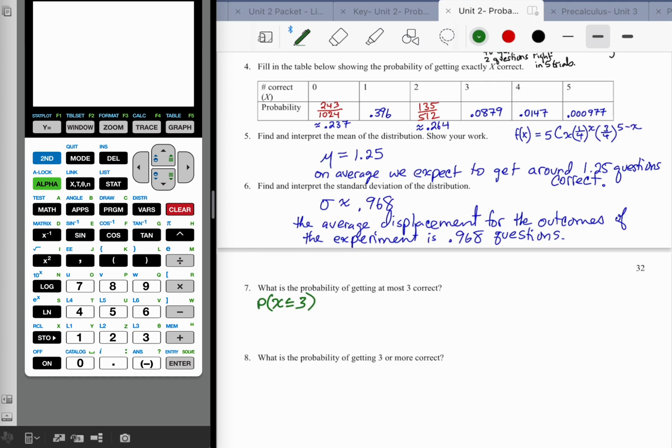But what we could do is take our answers for the probability of getting 0 correct, 1 correct, 2 correct, 3 correct, and add them all up. Those would be the specific instances in which you're getting the desired number of values correct. So that would be the same as saying the probability of x equals 0, plus the probability of x equals 1, plus the probability of x equals 2, plus the probability of x equals 3. So we could take all those decimal values and add them together.